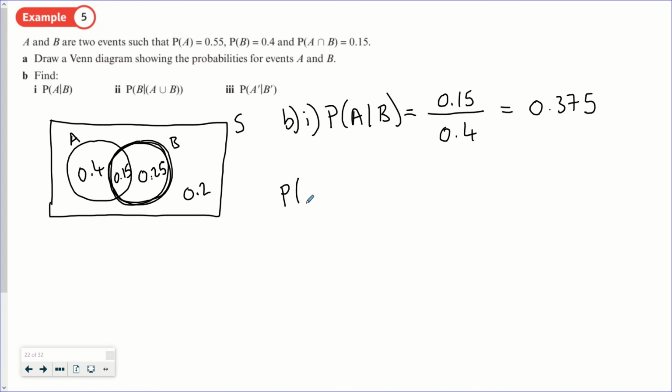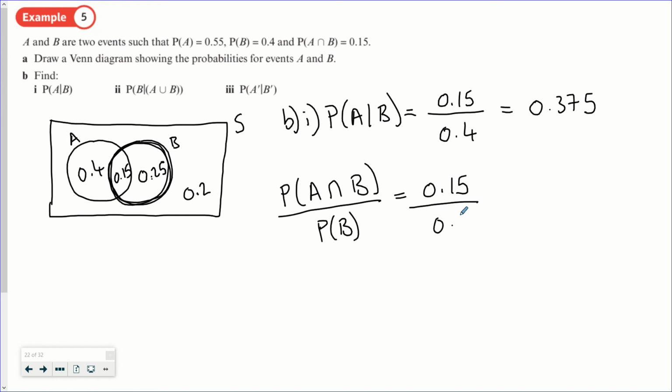If we were to use the formula, then the formula would tell us it's the probability of A and B happening divided by the probability of B happening. Remember, these aren't conditional probabilities. These are just normal probabilities looking at the Venn diagram. So we want the probability of A and B happening, which is 0.15, and divided by the probability of B happening. The probability of B happening is the total probability within the B circle, which is 0.4. So that's another method using the formula.